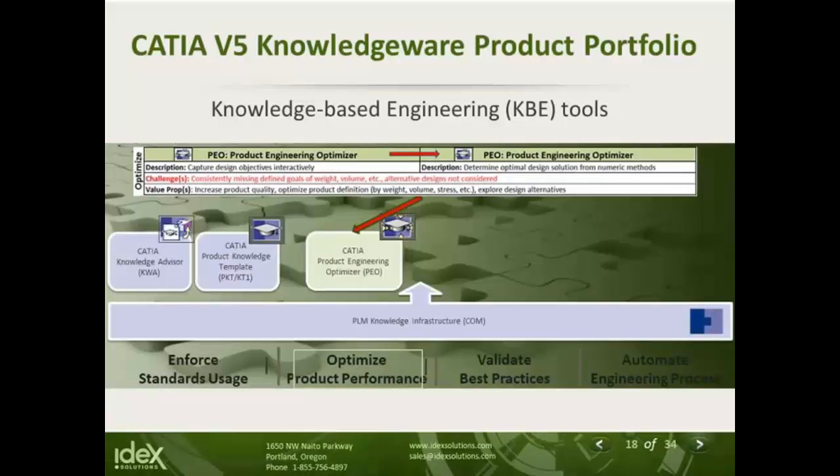Next, we have CATIA Product Engineering Optimizer, or PEO, which captures design objectives interactively to determine the optimal design solution from numeric methods. This addresses the challenges related to consistently missing defined goals of weight, volume, etc., so a lot of different metrics that you could insert there, and also that alternative designs are not considered. By providing the very, very strong value propositions to increase product quality, to optimize your product definition, and also to explore design alternatives by being able to do it faster and having the system help you to consider additional optimization techniques.